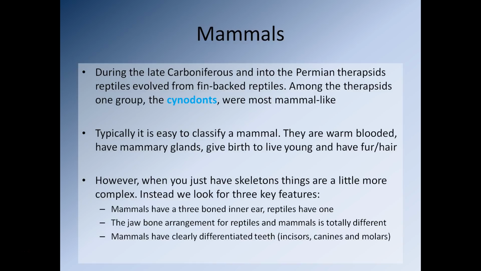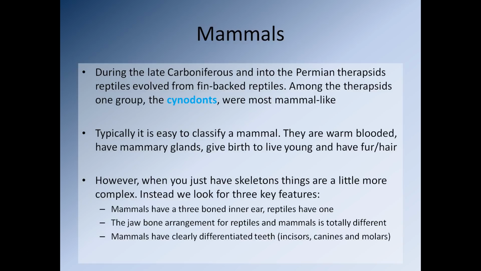So typically it's actually surprisingly easy to classify a mammal. Mammals are warm-blooded, we have mammary glands, we give birth to live young, we have fur, and we also have differentiated teeth and a free-boned inner ear, which I didn't list on there, which I really should have done. My mistake, I apologise.